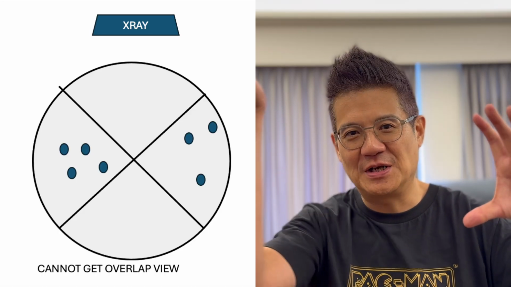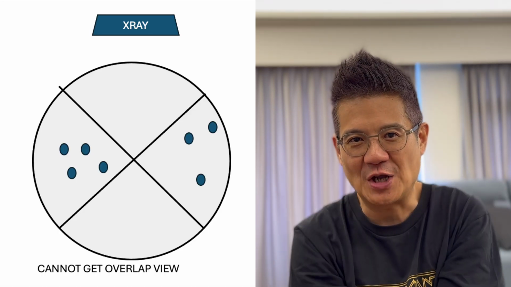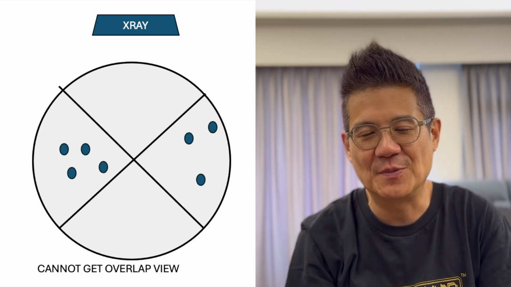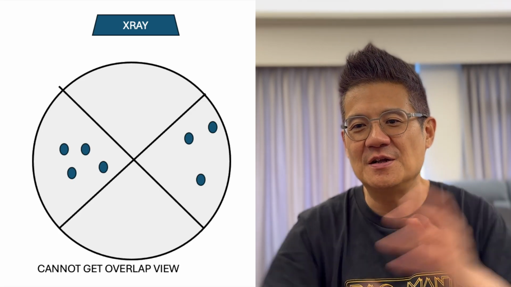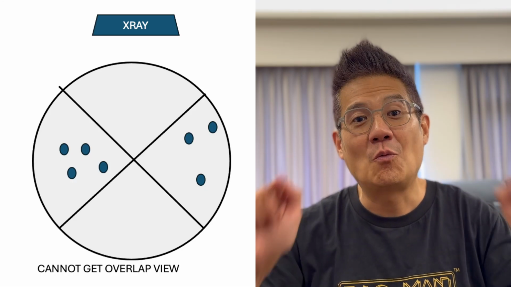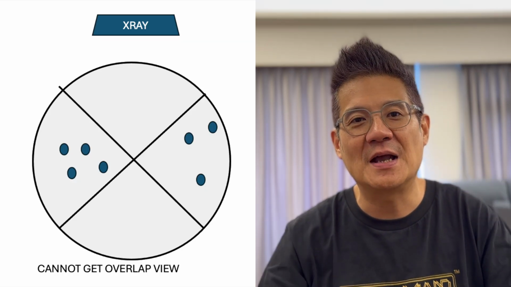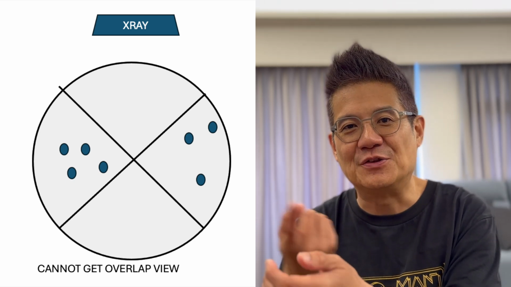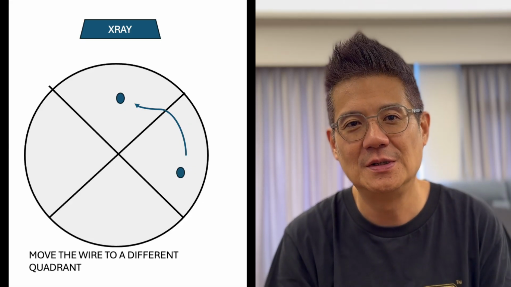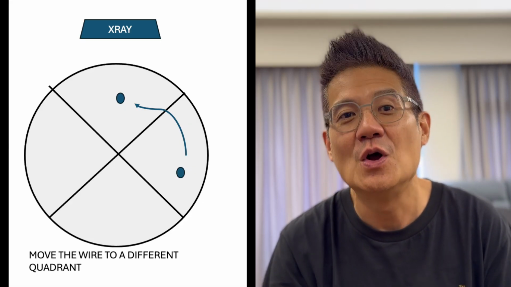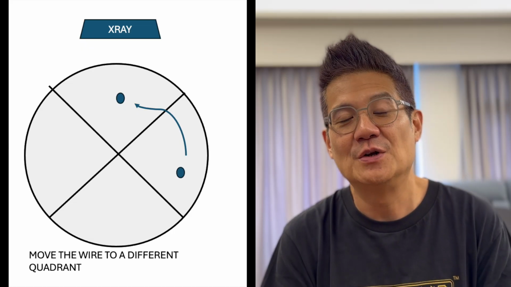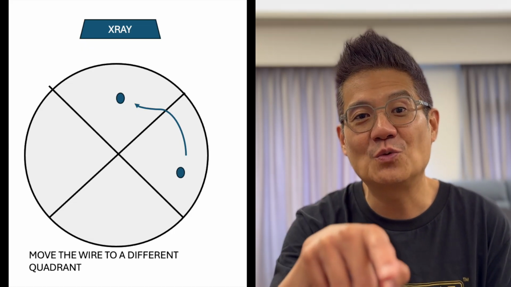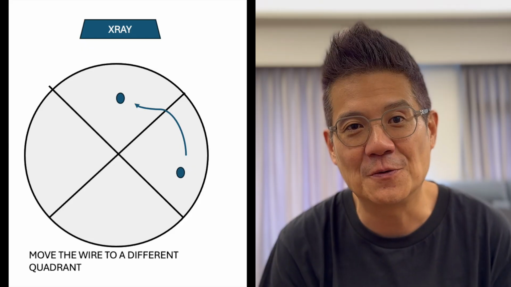So imagine you have this pie and you have 4 quadrants in an X shape, okay? And your X-ray tube is right from the top. If the wire position is in the 2 lateral quadrants, you won't be able to get an overlap view. But if you pull the wire back, turn it around, and wire through another quadrant, you'll be able to get the overlap view. So if you can't get the overlap view, you can just turn the wire to a different quadrant and you will be able to get the overlap view.